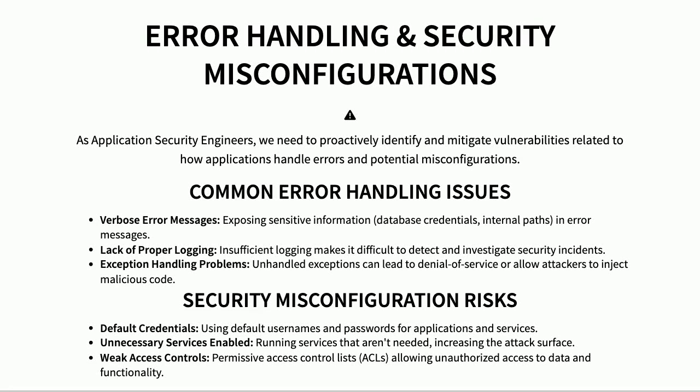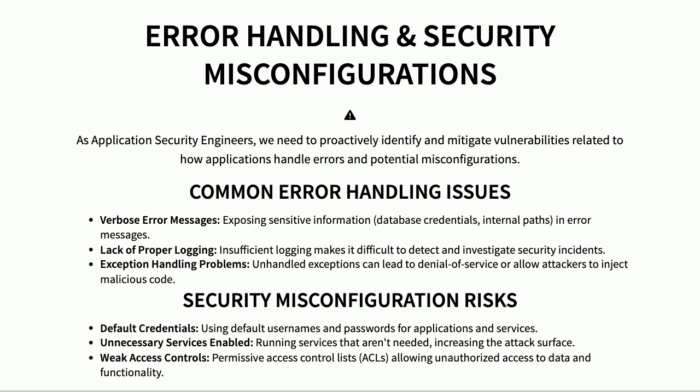Okay, let's talk about how applications handle errors and potential misconfigurations. This is a critical area for AppSec engineers. We need to look beyond just catching bugs. We're concerned with vulnerabilities that could be exploited. A big issue is often verbose error messages, which can inadvertently reveal sensitive information like database credentials or internal paths. Good logging practices are super important too. Without sufficient logs, it's incredibly difficult to track down and respond to security incidents.